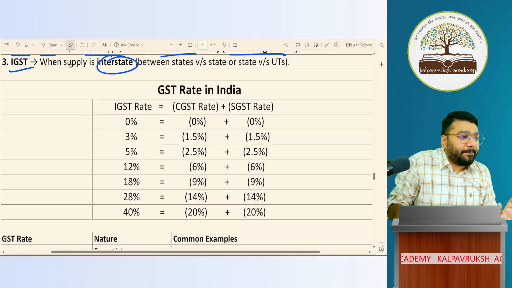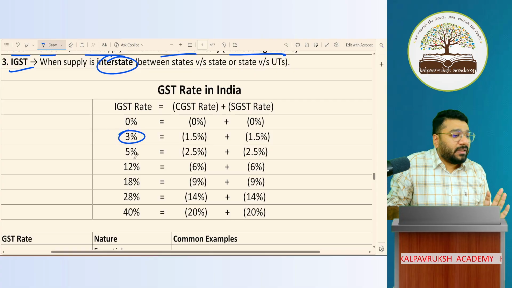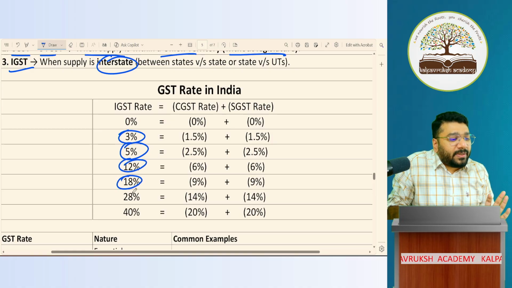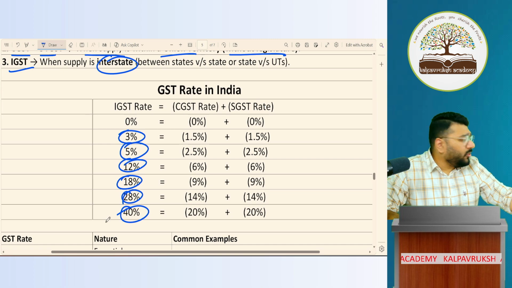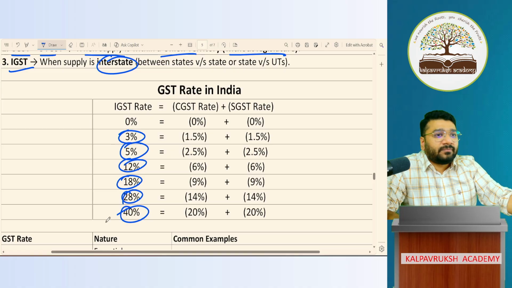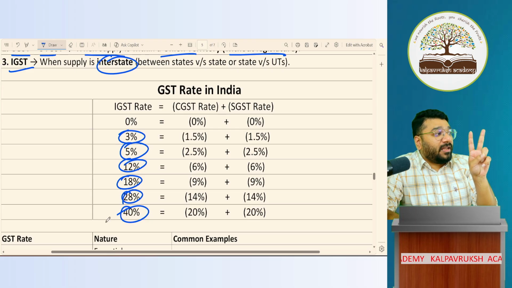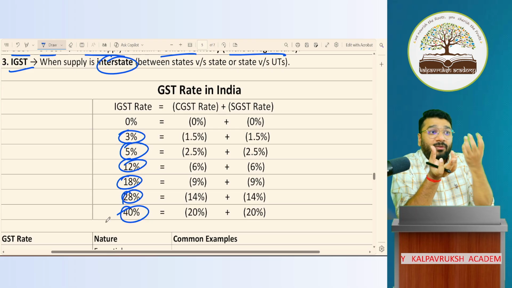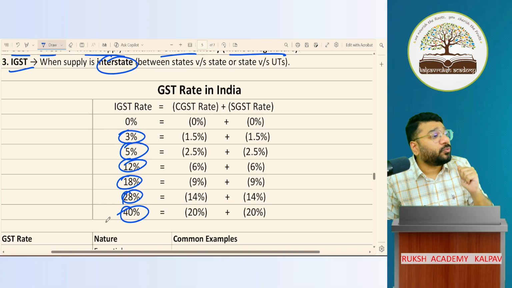3% is one rate. 5%, 12%, 18%, 28%, 40%. Sir, do we need to learn this by heart? Not required. In most cases, in the question itself they will give you the GST rates. But what you need to know is how to split the rates. If the supply is happening within the state, two GSTs will come: CGST and SGST, or CGST and UTGST. So the split up is happening in what ratio?